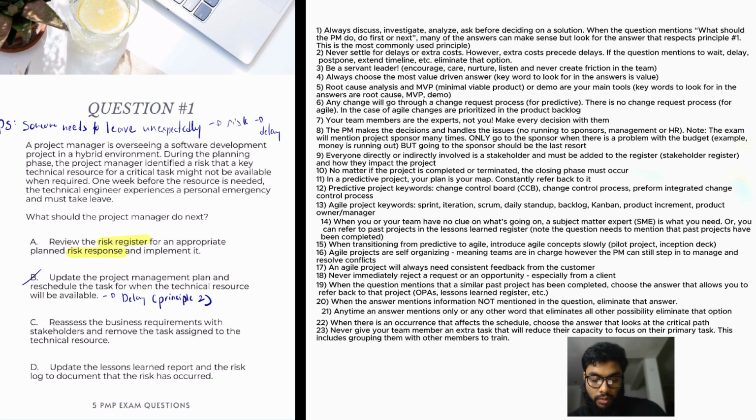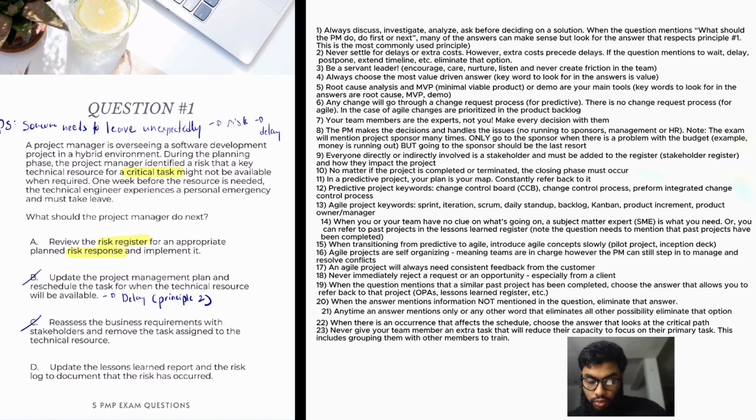C, reassess the business requirements with the stakeholders and remove the tasks assigned to the technical resource. Okay, I like the first part, reassess the business requirements. I don't like the second part though. Remove the task assigned to the technical resource. What if it's a critical task? And actually, you know what? It is a critical task. I just see it in the question right now. Critical task. So we can't remove it. This does not solve the core problem. It's actually something that we don't want to do at all.